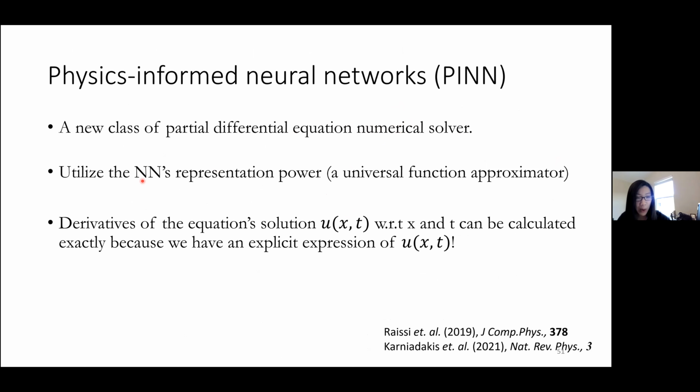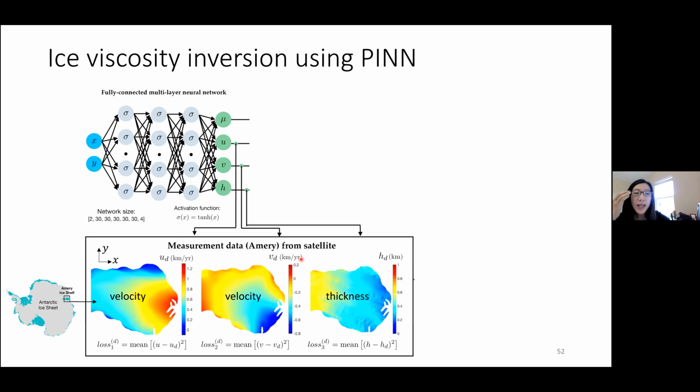It utilizes the neural network's representation power as a universal function approximator, and the derivatives of the output with respect to the input can be calculated exactly and easily because we actually have an explicit expression of the output with respect to the input. So here is the detailed setting of our neural network.